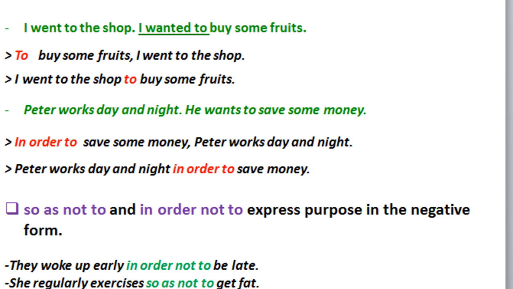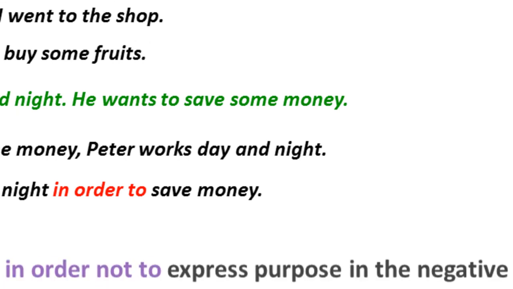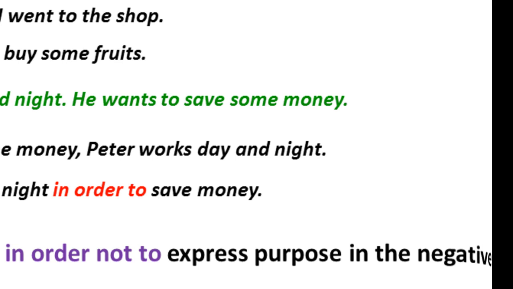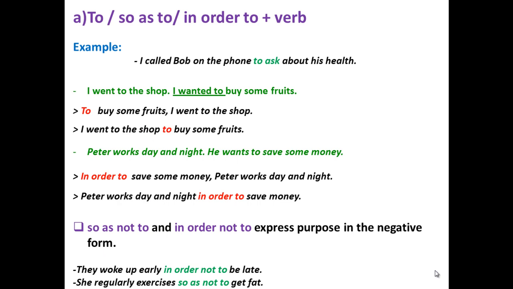See? So as not to and in order not to express purpose in the negative form. So these are the negative forms of so as to and in order to. Let us see some examples. They woke up early in order not to be late. Second example, she regularly exercises so as not to get fat.